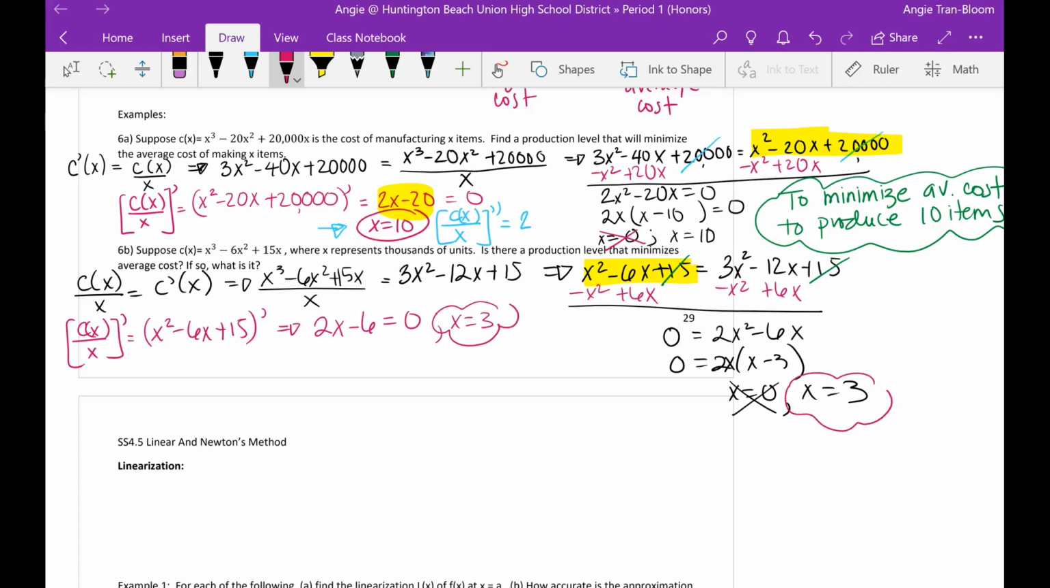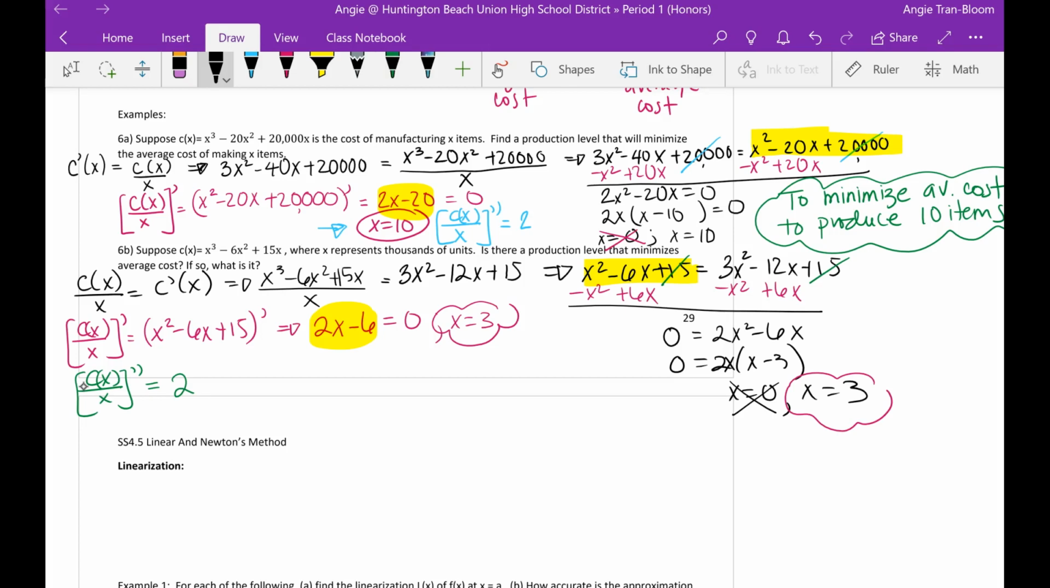Now I need to know whether this is a maximum or a minimum, right? So I need to do the second derivative. Let's do the second derivative. Let me get a different color pen. Second derivative of average cost. The first derivative is already here, so the second derivative is just 2. That tells me that because the second derivative is positive, you're going to have a minimum at x equals 3. But this is in thousands of units, so I have to use thousands as a unit here.